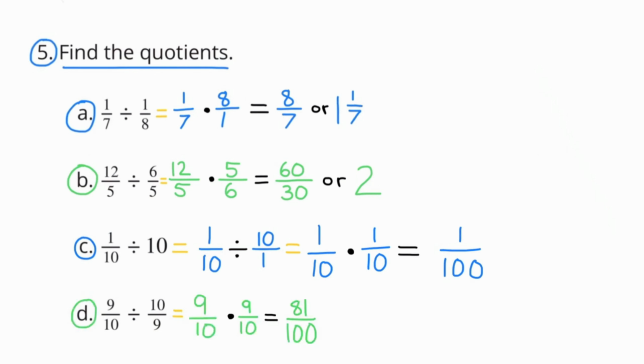D. 9/10 divided by 10/9. That equals 9/10 times the reciprocal of 10/9, which is 9/10.